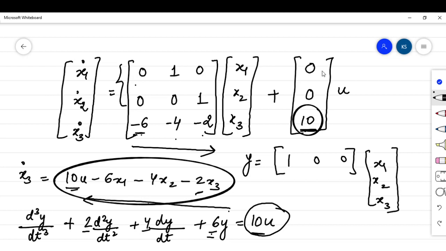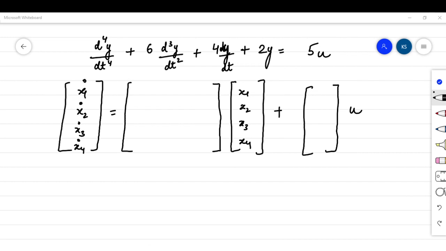So you can observe it as 0 0 10. So without formulating the whole system, you can just see the differential equation and write the state space equation. Now let us take another example for it. Now let us go through this example.